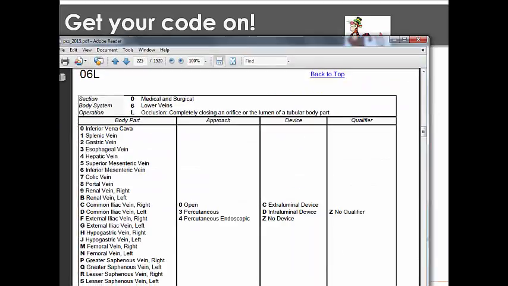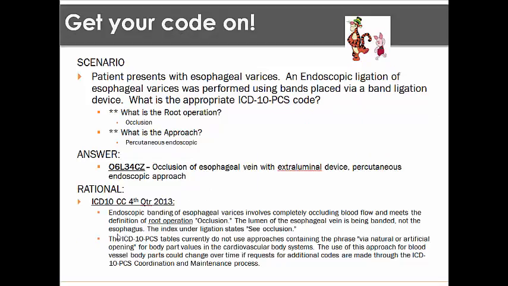I know they said right here that it was a band ligation device, so it's an extraluminal device. And then here's just the rationale that's printed in the Coding Clinic, the 4th quarter 2013 Coding Clinic, that just talks about endoscopic banding of esophageal varices involves completely occluding blood flow and meets the definition of root operation occlusion.